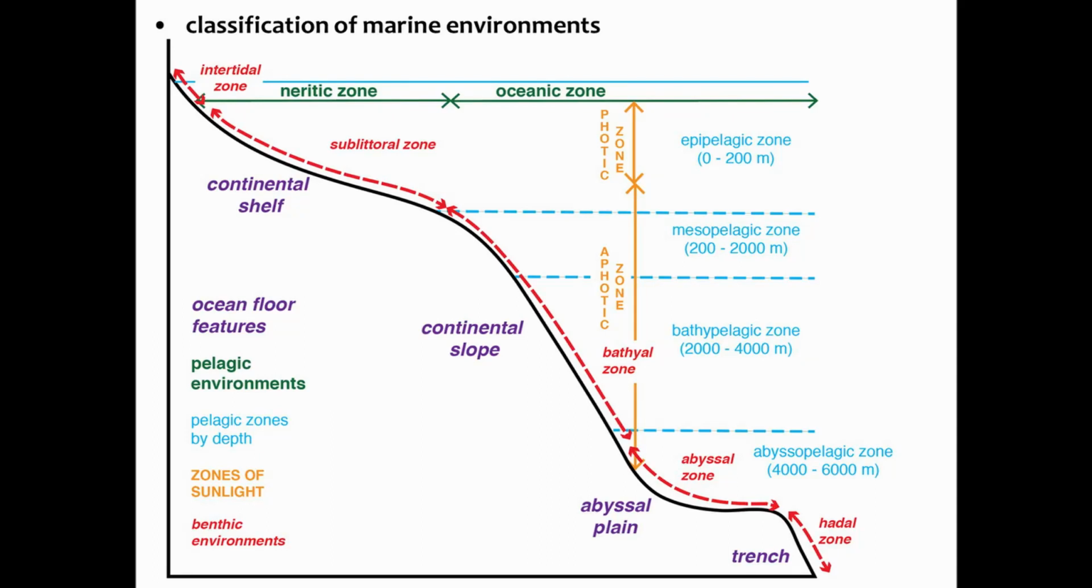One thing I've done here is I've created a summary slide of the classification of marine environments. So you'll see that this is all color coded depending on whether we're looking at marine environments, ocean floor features, pelagic environments, how pelagic environments can be defined by depth, zones of sunlight, whether it's the euphotic, aphotic, or dysphotic zone, as well as benthic environments. We'll talk about all of these over the next couple of moments.